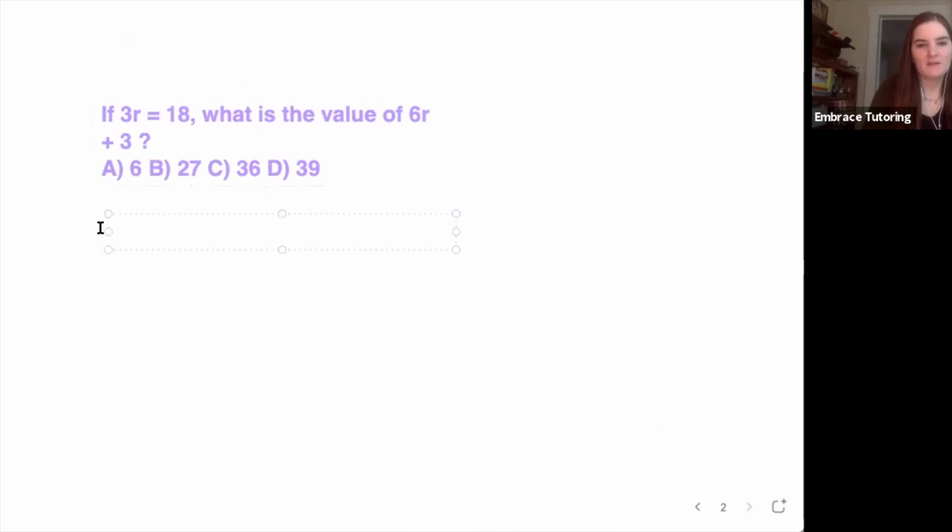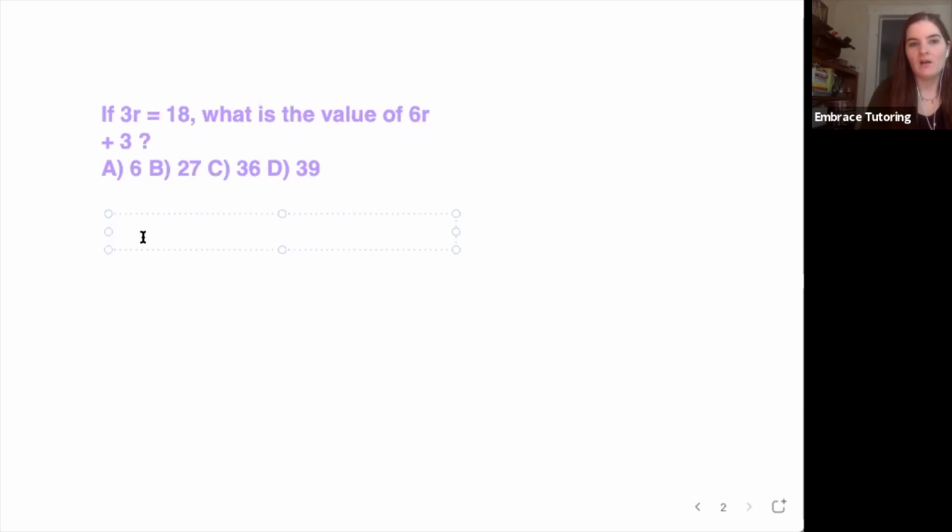So in this case, it's knowing what you need to do to solve this. If you divide each side of the equation 3r equals 18 by 3, that would give an r value of 6. So you need to figure out what the value of r is first before you can start figuring out the numerical value you would need here.